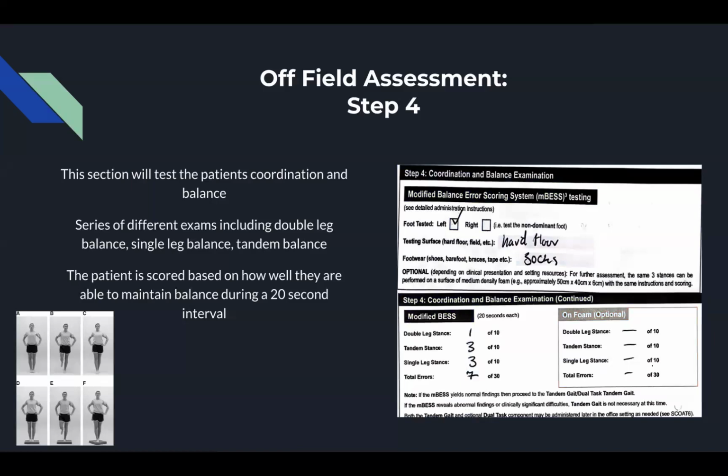As you can see for our exam, the foot tested was the left foot because it was non-dominant. It was tested on a hard floor, and the individual was wearing socks. They scored a 7 out of 30, having one error on the double leg, 3 errors on the tandem, 3 errors on the single leg, for a 7-error total out of 30. There was no modified test on the foam because it was unwarranted for the time.